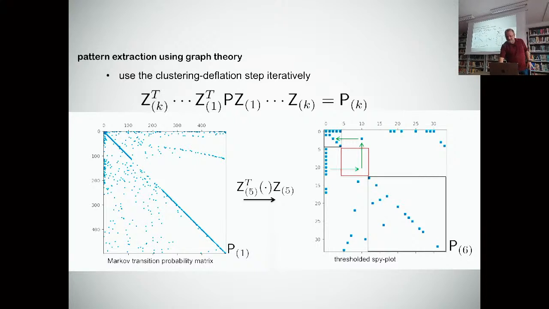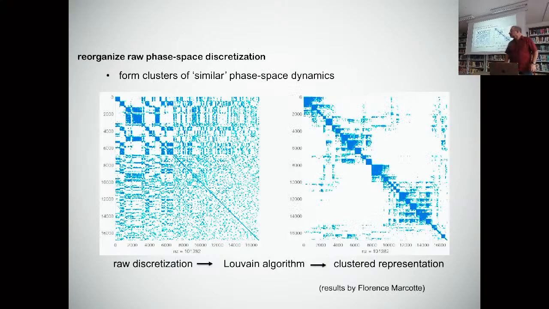So these are results from Florence. We have more than 16,000 boxes. This is the raw one that we get. And then we're going to cluster it with the Louvain algorithm. And this is just grouping and reshuffling rows and columns to make it as block diagonal as you possibly can. So this is the first round, and you can already see to the naked eye there's a lot of communities, a lot of blocky things on the diagonal.